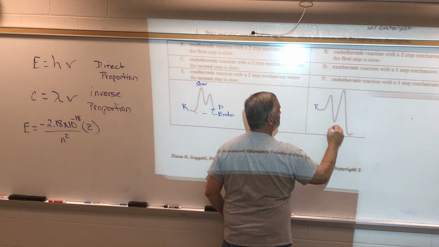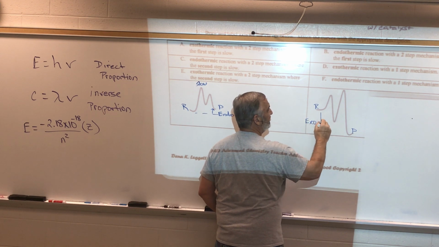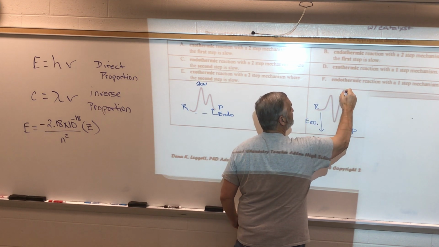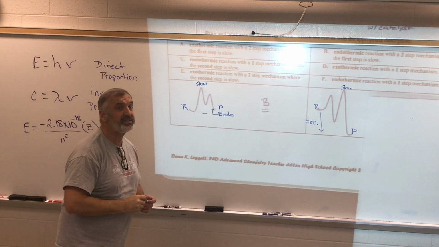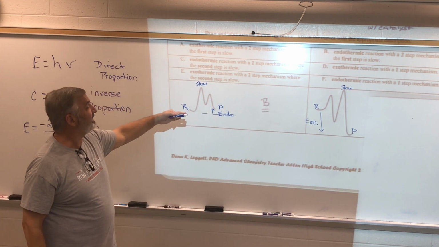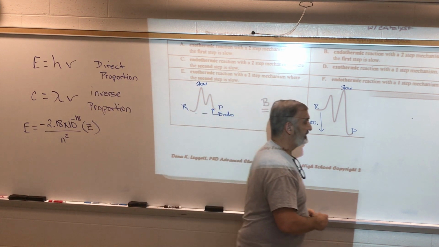Here's my reactants. Here are my products. Therefore, the energy is going down, so I know it's exothermic. Again, it's two steps, but the second step is higher, so this is my slow step. So it's a two-step exothermic reaction where the second step is slow, so that's going to be E.